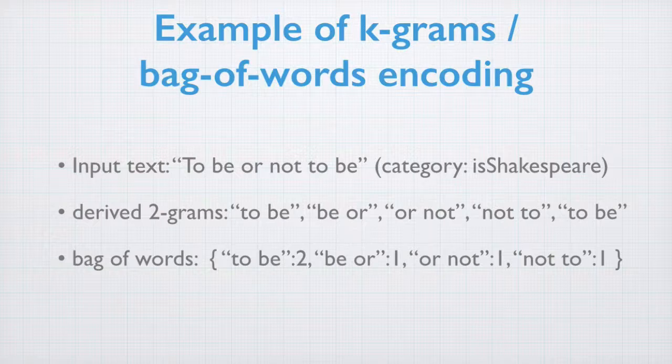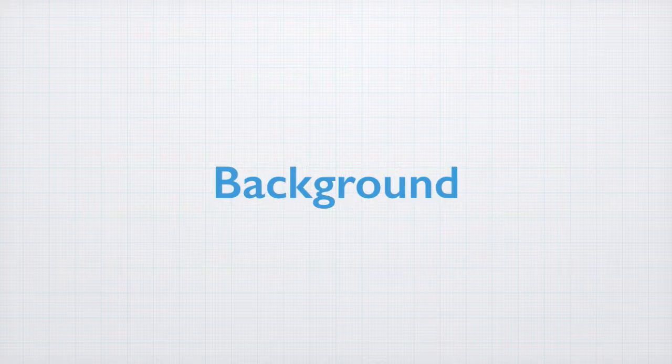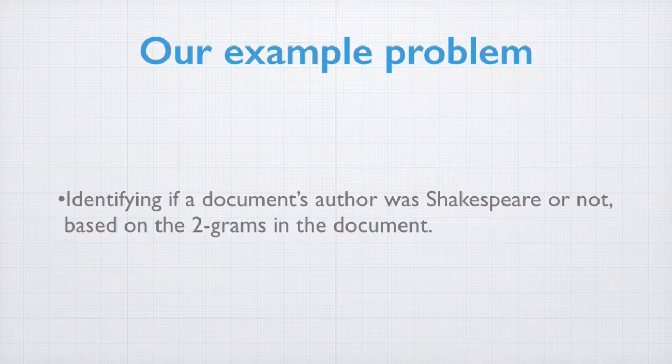Bag of words is not the only way to turn text into usable machine learning features. There's also word2vec, and there are also methods to attempt to reduce the dimensionality of a bag of words other than naive Bayes. Let's establish some background by working an example problem. Our example problem will be identifying or declaring if a document's author was Shakespeare or not based on the 2 grams seen in the document.